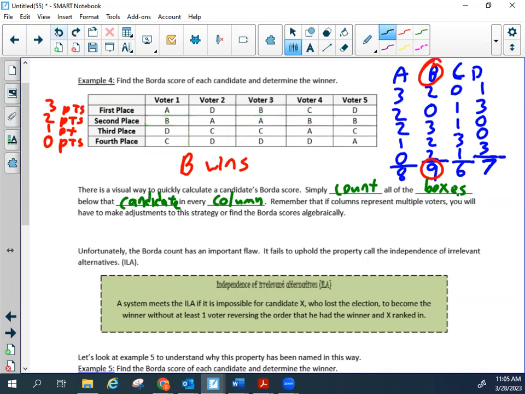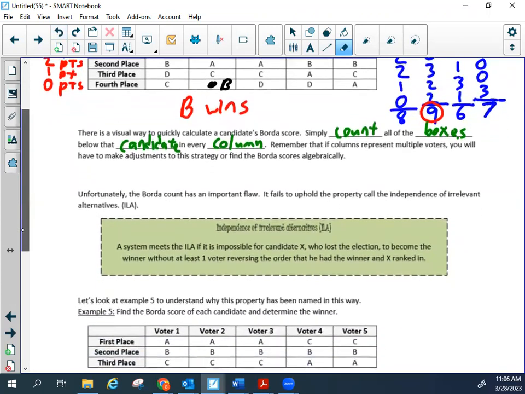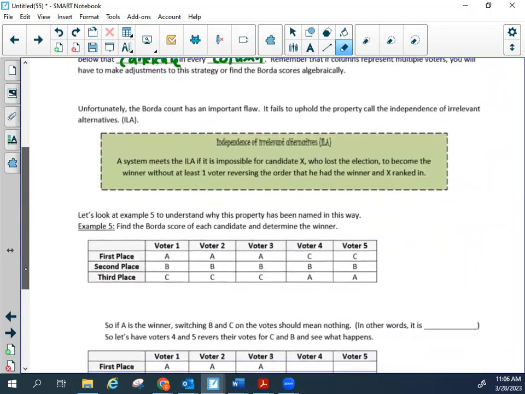Just be careful instead of it saying voter 1, voter 2, voter 3, voter 4, voter 5. If column 1 was 6 votes, column 2 is 5 votes, column 3 is 4 votes, we have to multiply by the number of votes in each column. That's what that second statement says. Remember, if a column represents multiple voters, you have to make adjustments.